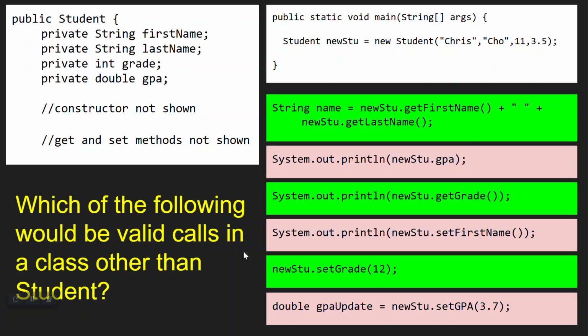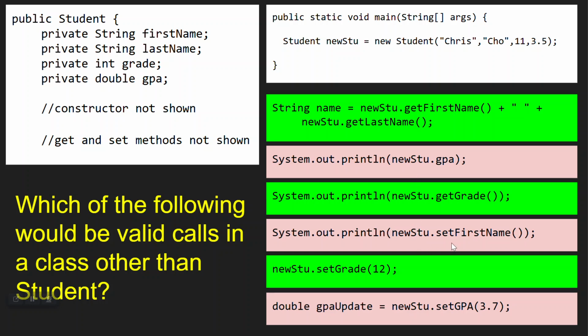So let's go ahead and check out our solution. So the first one, the second one, and the fourth one are all correct. String name equals, and then here we are calling the get method for first name and last name and concatenating that with a string. So this would all be stored there. Down here we are printing out newstu.getGrade. So again, that would print out the grade. And then down here, newstu.setGrade(12). This is how you would call a set method using the object newstu. And again, we're just needing to update the grade from 11 to be 12. So again, that would be correct.